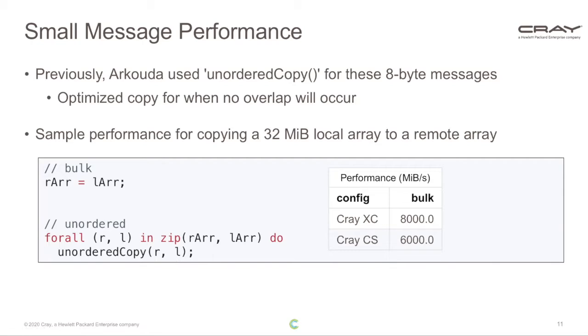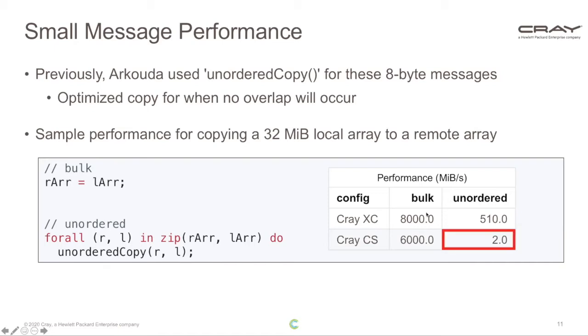And so starting to look at the performance of this, what we see is that for bulk performance, both systems get excellent performance. On our XC, we get 8,000 megabytes per second, and on our CS, we get 6,000. So both of these networks are capable of multi-gigabyte bulk transfers, which is great. But if we throw unordered into the mix, what we see is that the XC achieves around 500 megabytes per second, which is still decent, but it is a 16th of what you can get with the bulk transfer rates.